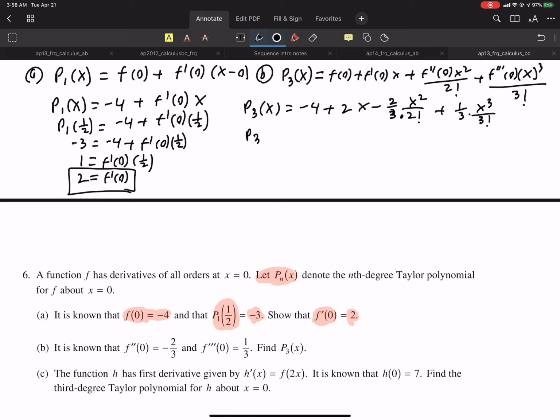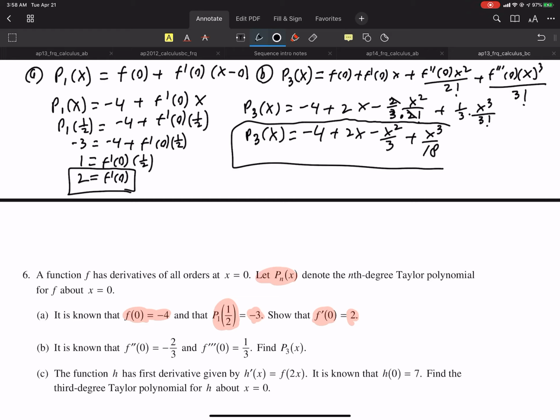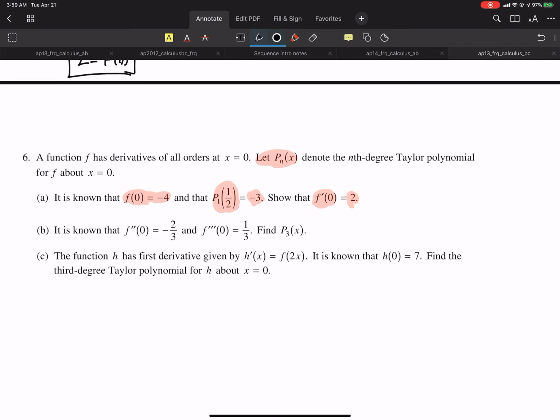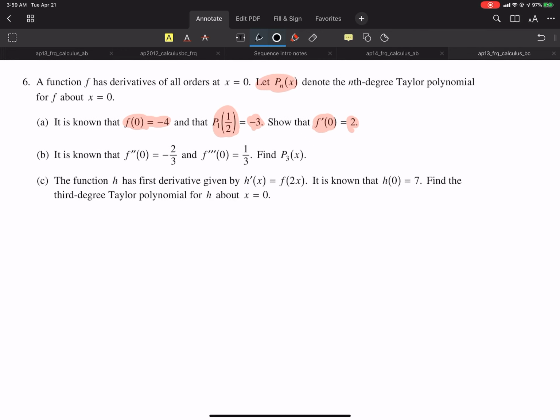And we can simplify all that to get this. -4 plus 2x. The 2's here will cancel, leaving x squared over 3. And then 6 times 3, that's going to give us 18. Done. There is the answer to part B. Plain and simple, easy. I like these. Now we're going to go to part C.